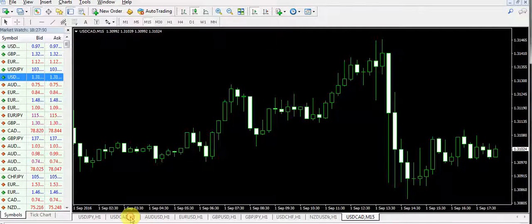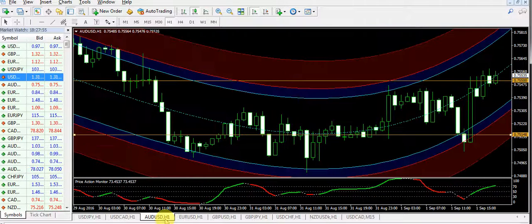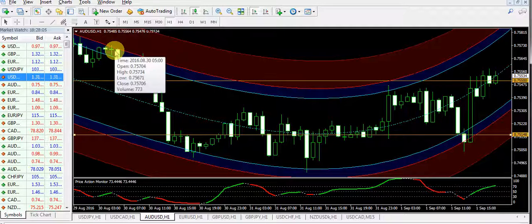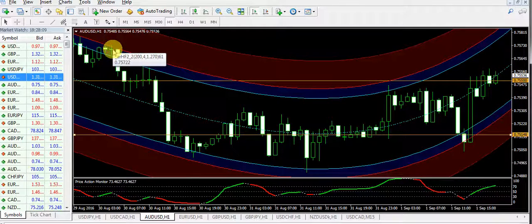Okay, let's test this on some other pairs. I'm just going to show you something. Look at this candle. This candle stands for indecision. Most traders take bullish or bearish trades after this candle. That's completely wrong. When this type of plus candle appears on your chart, it means you need to wait here and go with confirmation.